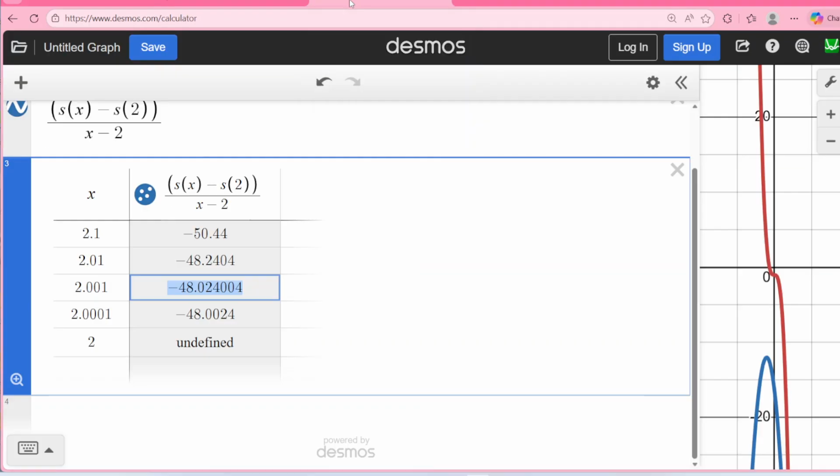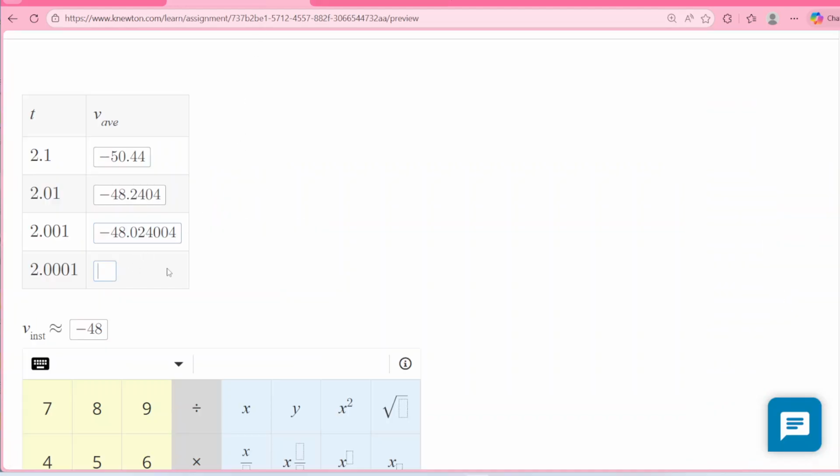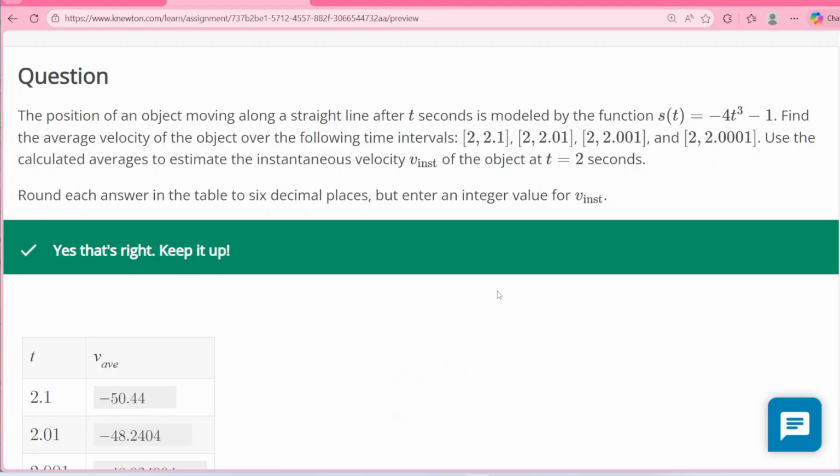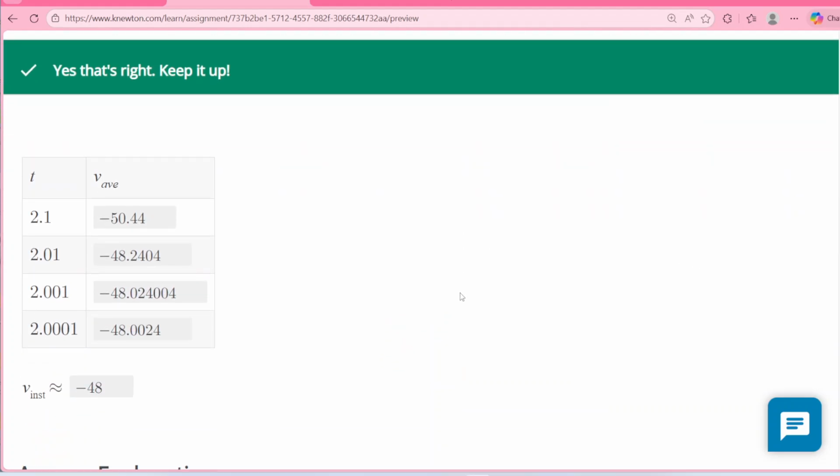So I hope it's rounded well. I might have to go deeper here if these aren't rounded well. And then from 2 seconds to 2.001 seconds, and it looks as though the average velocities are approaching a velocity of -48 at 2 seconds. All right, so let's see if that worked out. Good. All right, so those values in the table from Desmos worked out here. They rounded correctly. Great.